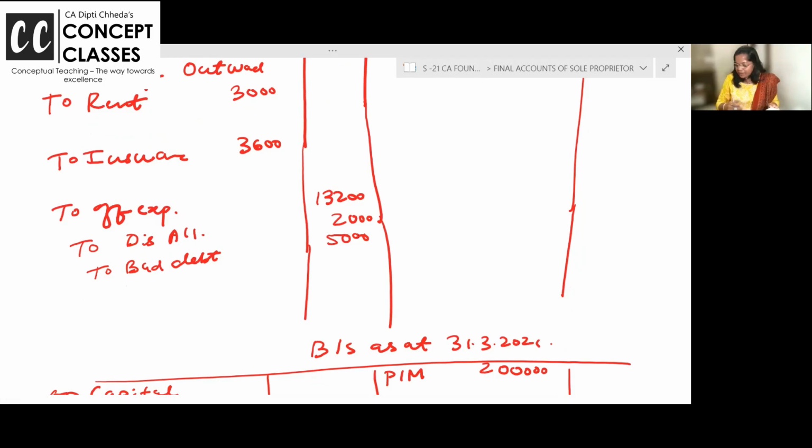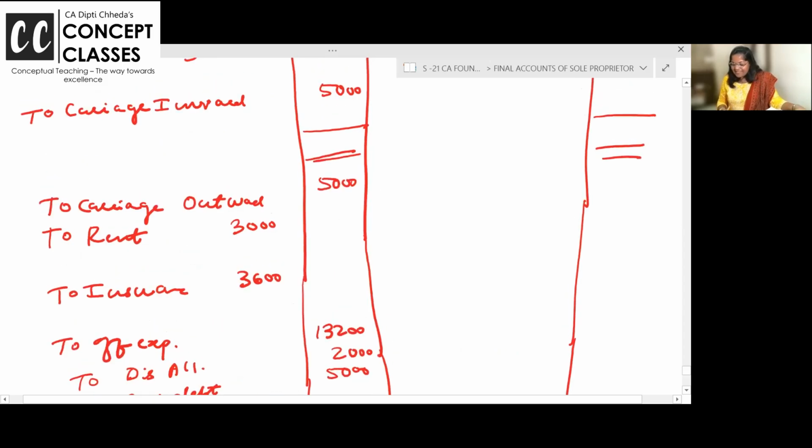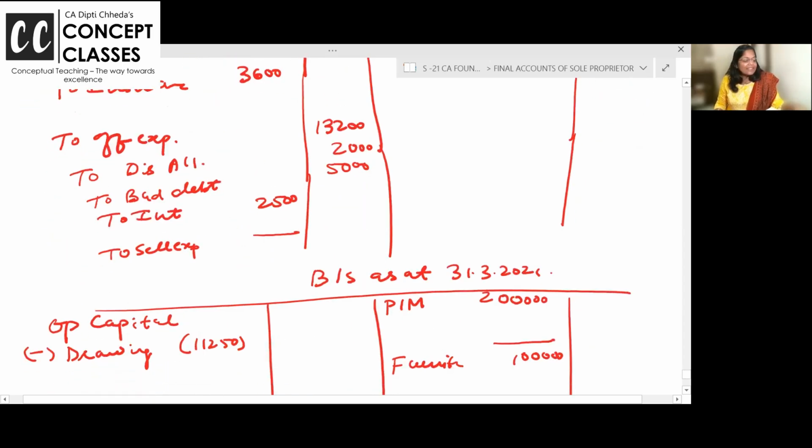Interest you have paid, but even if you have not paid the whole, you have to pay for the remaining also. Interest. How much interest? 2,500. Selling expenses, directly you write. Oh, I left so much space, still it is less. Selling expense 18,300. Last item, star mark it in the problem.